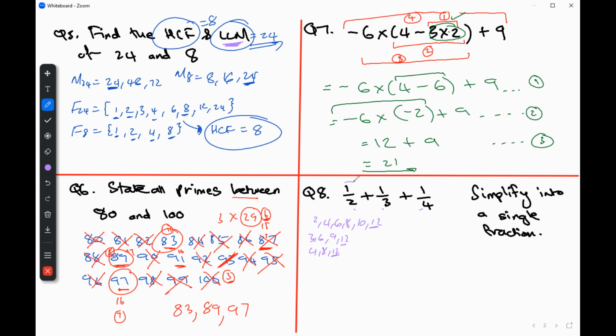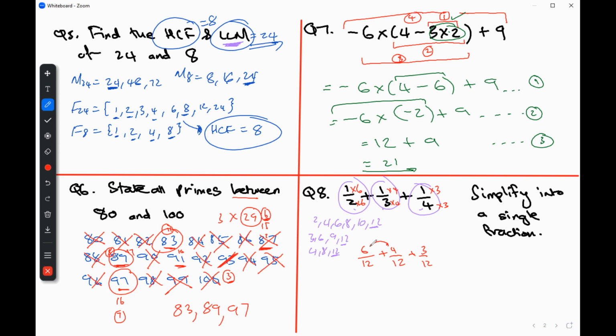So what I'm going to do is change each fraction into its equivalent form with a denominator of 12. I'm going to multiply this one by 6 to get 12 and 6. I'm going to multiply this one by 4 to get 4 and 12. I'm going to multiply this one by 3, get 3 and 12.